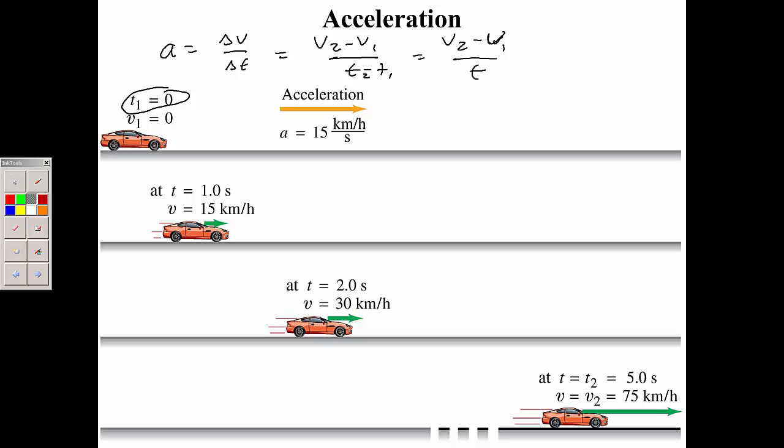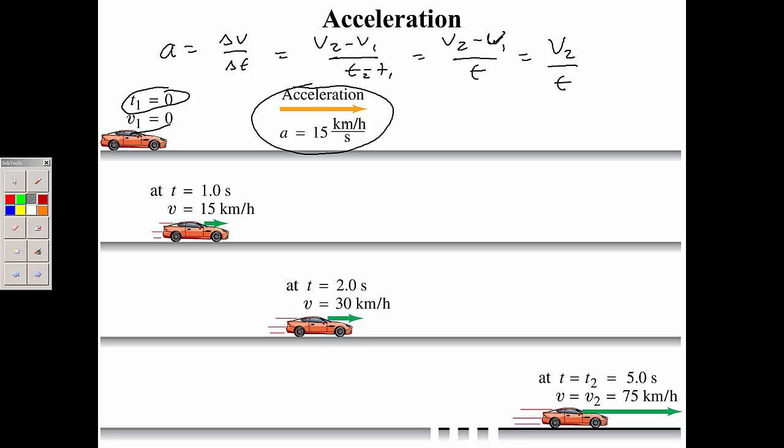If I am, say, accelerating at 15 kilometers per hour per second, as we are right here, noticing now that there are some interesting units going on here. We have kilometers per hour divided by a second. After 1 second, and my initial velocity is also 0, so I can just write this as velocity 2 divided by time now.